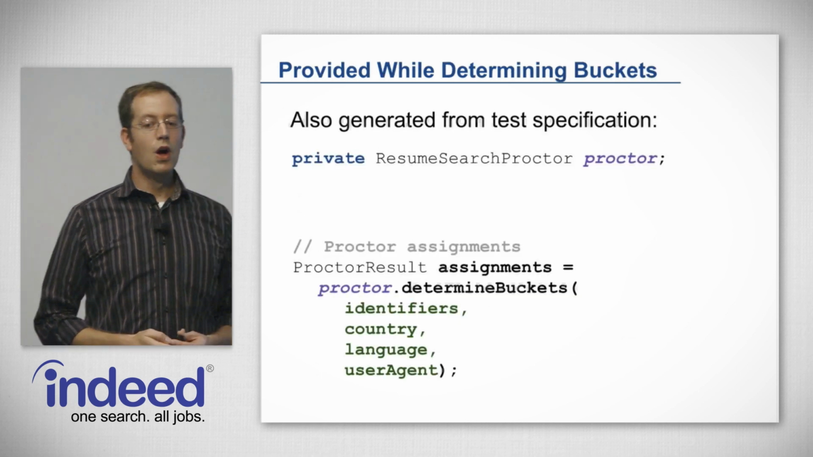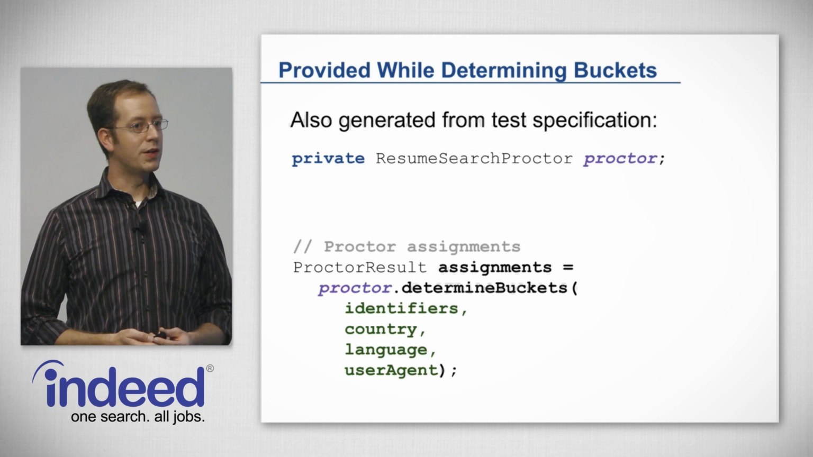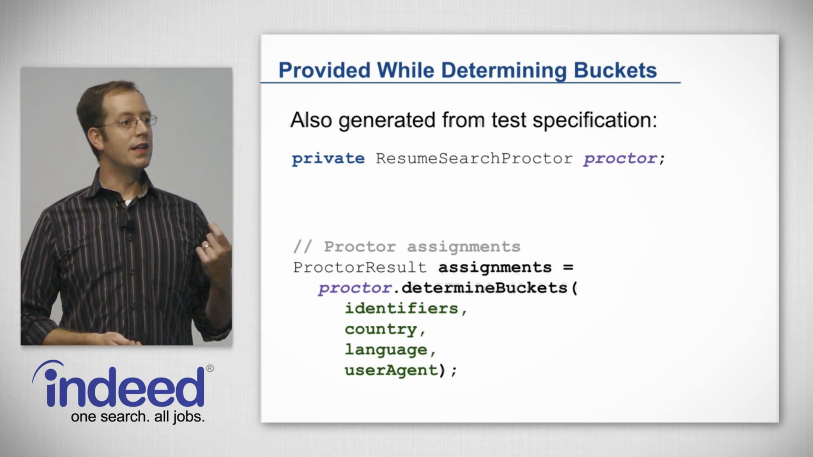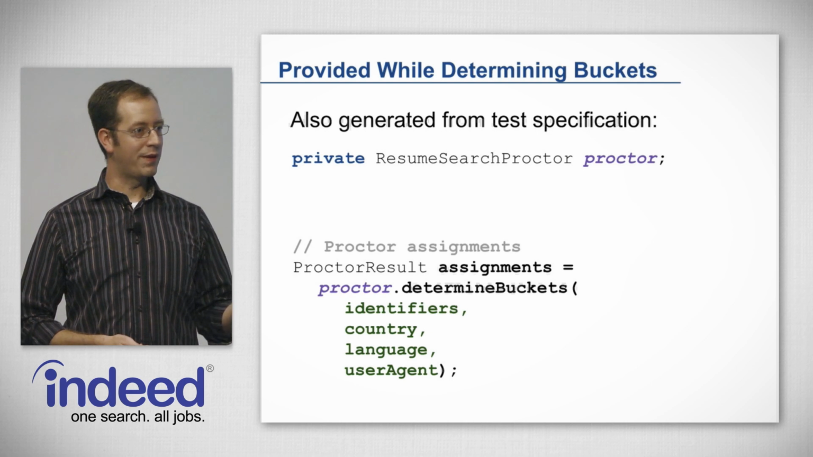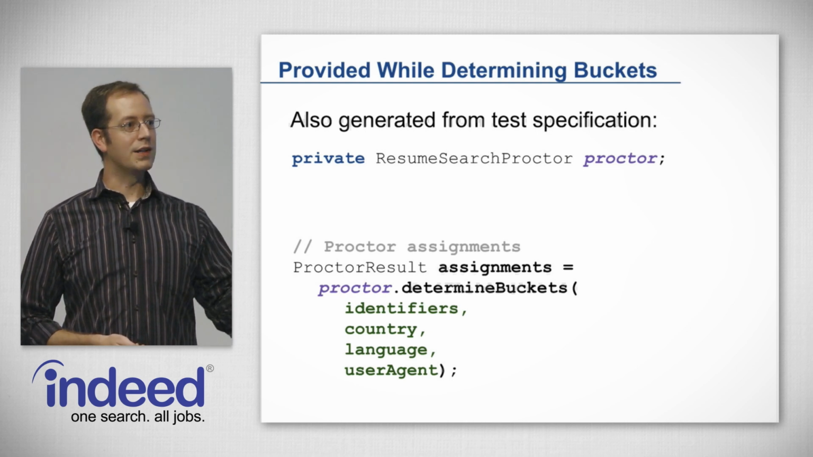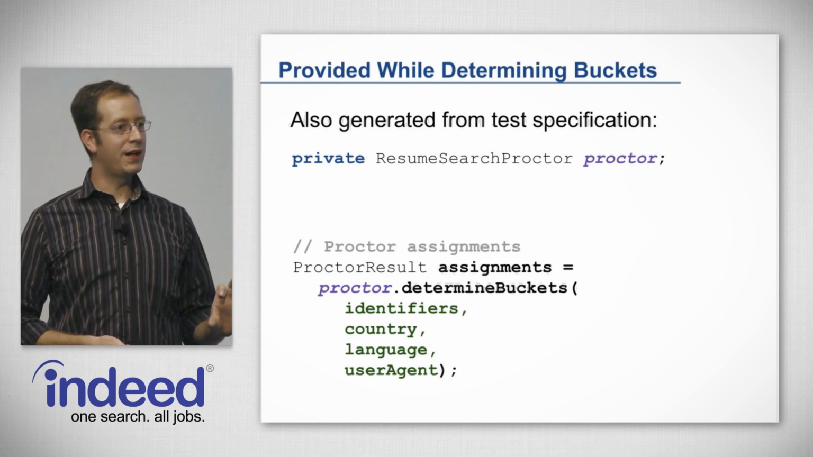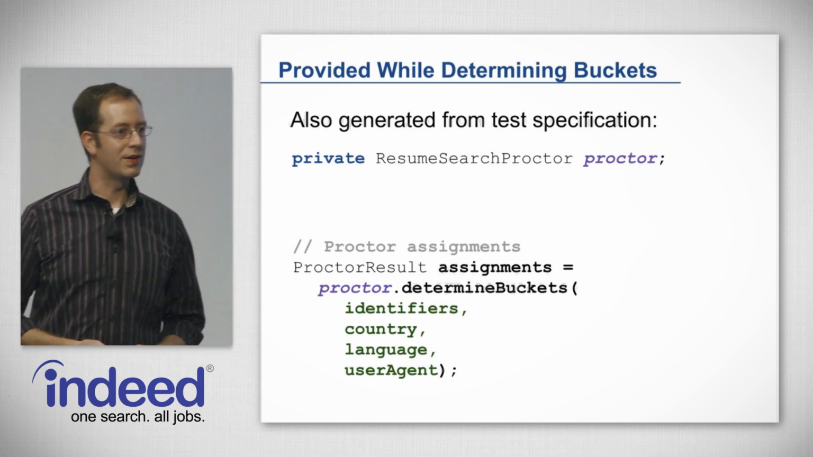And now, when I make this call to determine the buckets, instead of passing just the identifiers, the generated code, which was generated from that test specification, requires that I pass each of these values as well, meaning every request is going to get these values. Every test can depend on these values.